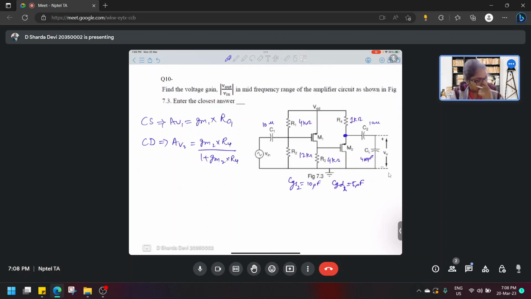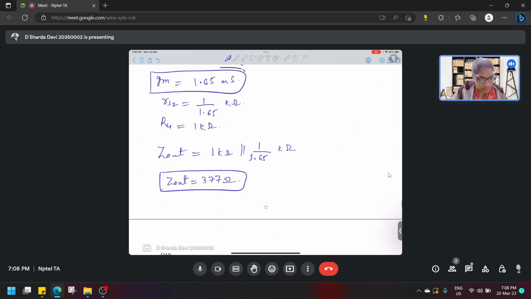Now here, what is the Rout1? It is actually R3. So here in place of Rout1, we can write R3. GM1, what will be the value of GM1? So for AV1 we need to find GM1, which is 1 milliampere per volt square into VSG minus VTH. So VSG is 12. VG, how much was VG?